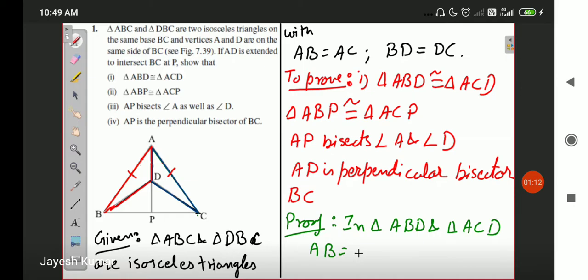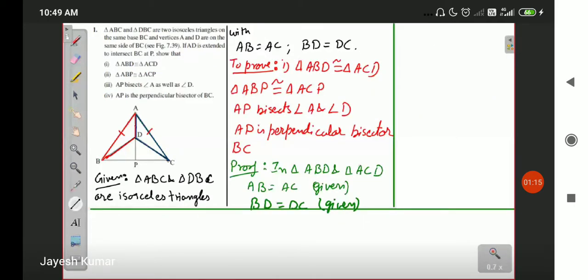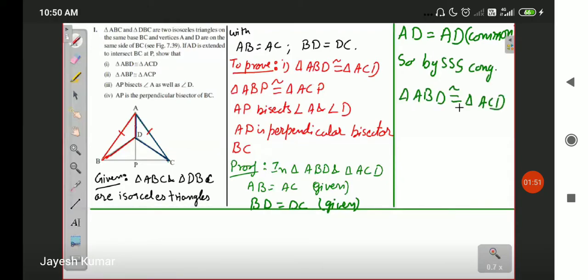Apart from this, we have AD as a common line. Length AD is equal to AD. It is common for both the triangles. So, by SSS congruency, triangle ABD is congruent to triangle ACD. Okay, by SSS congruency, we have proved that both of these triangles are congruent.